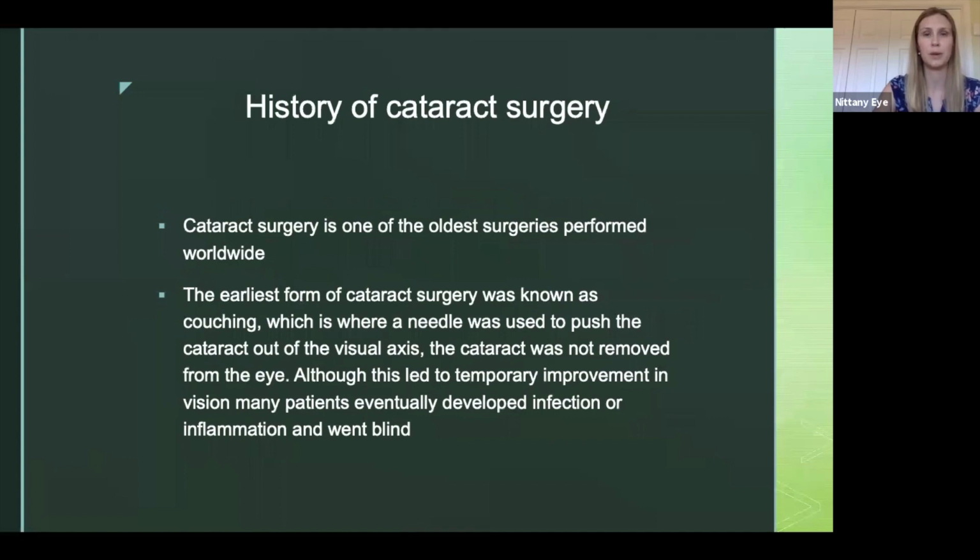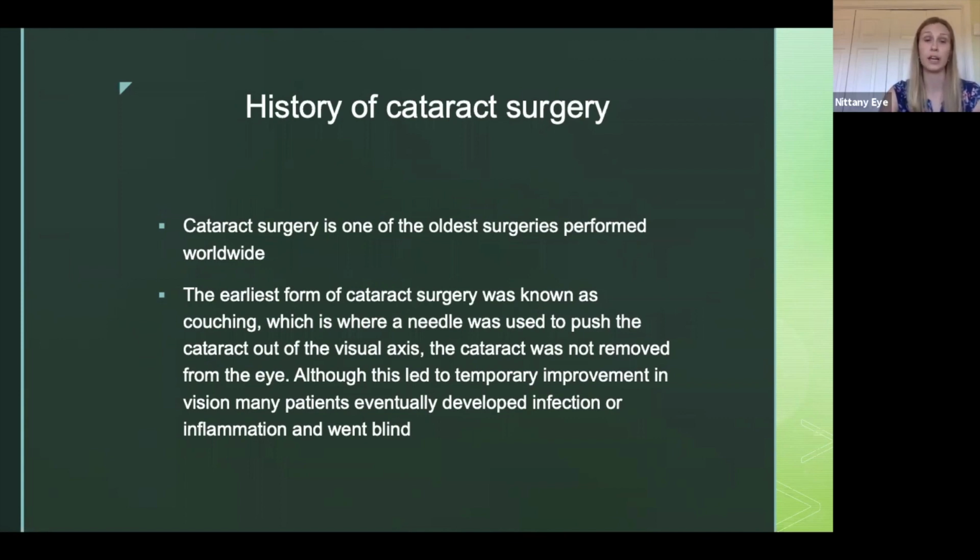So I'm going to talk a little bit about the history of cataract surgery. Cataract surgery is one of the oldest surgeries being performed. The earliest form of this surgery was known as couching, which is basically where they would take a sharp needle, poke it in your eye, and poke the cataract out of the visual axis. The cataract was not removed from the eye.